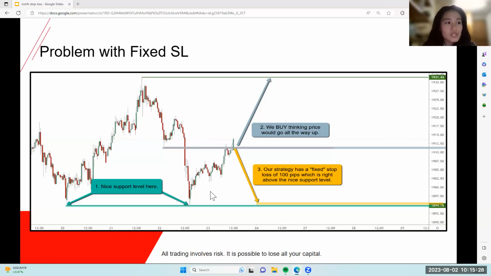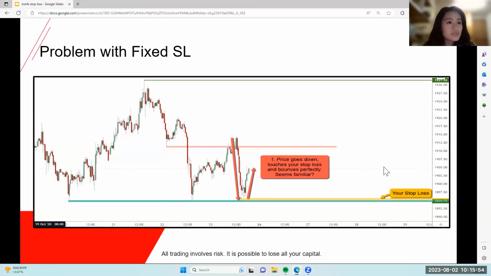Price has bounced off of this support level, and we are expecting it to continue to rise to the swing high resistance over here at 1931.43. Okay, so our stop loss of 100 pips is fixed at this 1894.75 level at the support level. Okay, so this is what happens instead. Instead of shooting up as we expected it to, it actually reversed off of our entry and then bounced off perfectly.